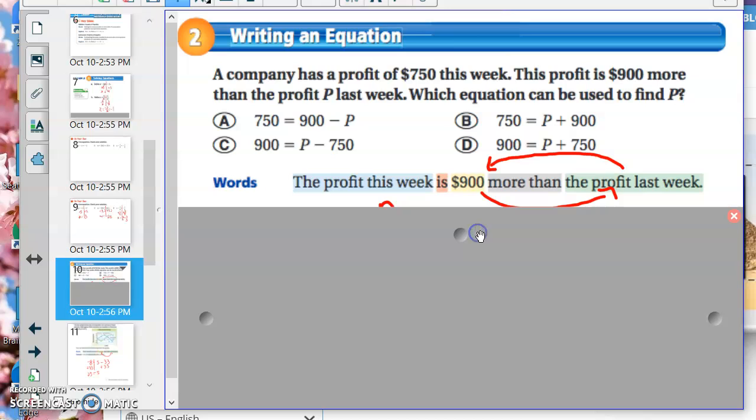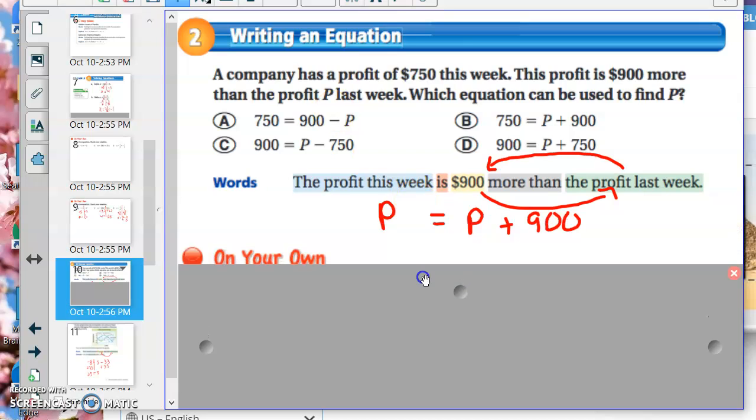Well, what I want to do is break this down into an equation. The profit this week is actually $750, so I'm going to replace this with $750. "Is" we replace with an equal sign, and then "more than" is what I call a turnaround word, meaning this has to flip over here and this has to flip over there. Well, $900 comes here, a plus sign, and then the profit last week, they tell me to use the variable P. So that would be my equation for this one, which of course is option B right here.